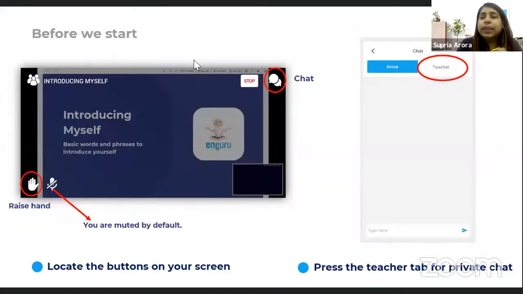So, I think that you already know about this. There is a chat box. You're writing in the chat box. It is at the right top of your screen. There is a raise hand button at the left bottom of your screen. Whenever you want to speak, you can raise your hand, and I can see all of you are raising your hands. That's great. So, people who do not know where the raise hand button is, it is at the left bottom of your screen. Okay, let's start our webinar.